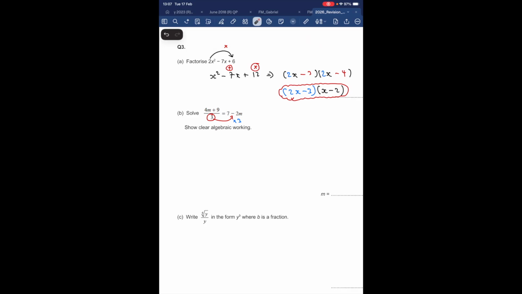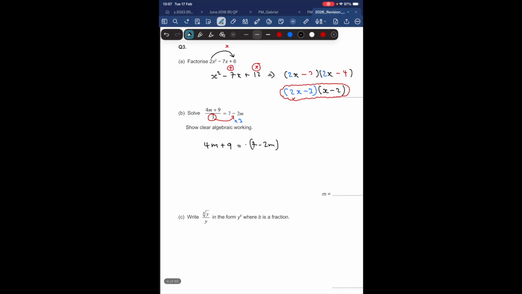And the way we write it, when we move the 3 over, we're just going to be left with 4m plus 9 on the left equals, and now remember, we're multiplying everything on the right-hand side by 3. So we put the 7 minus 2m in a bracket. We put the 3 in front of it. By doing that, we've got rid of the fraction on the left.